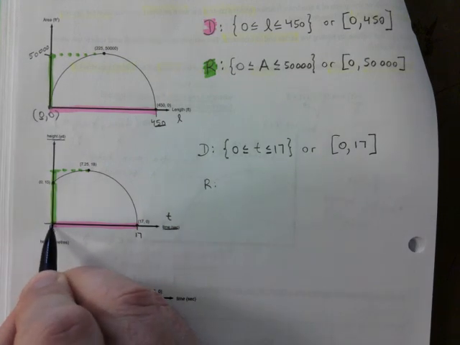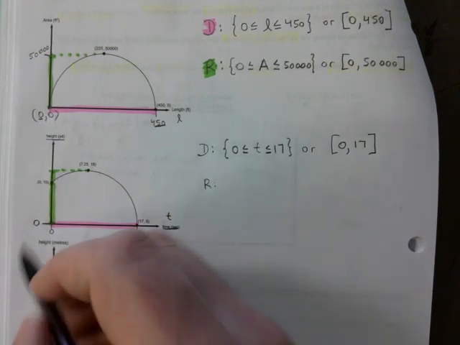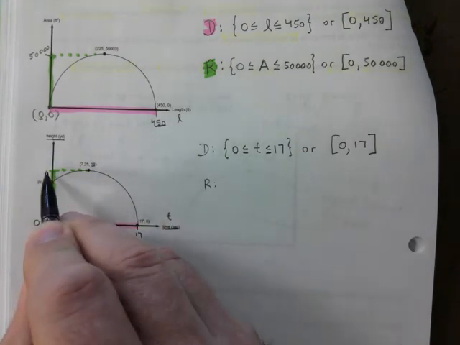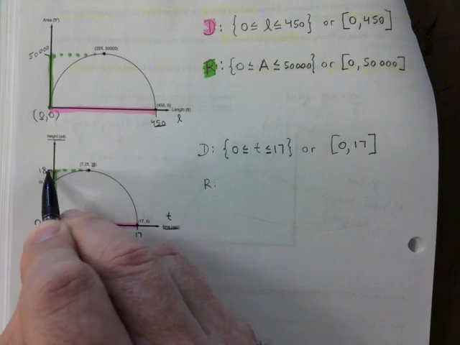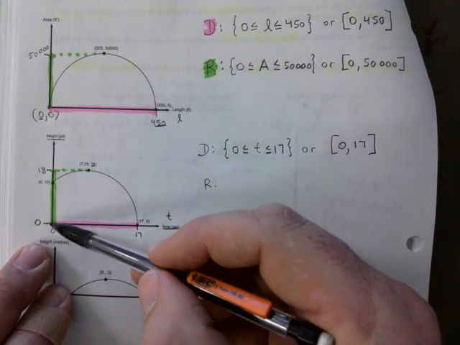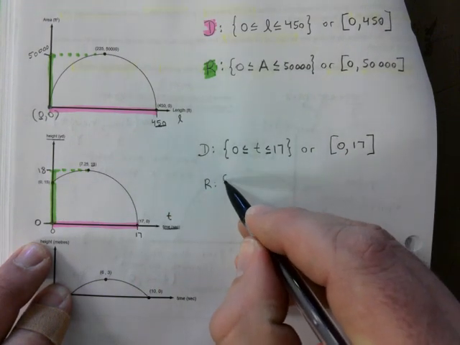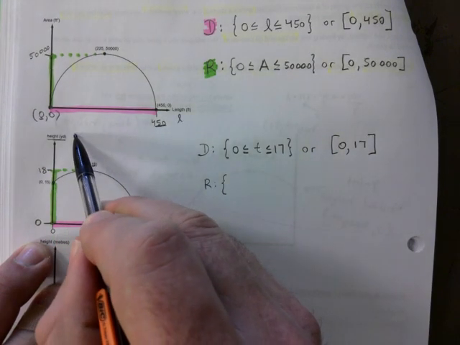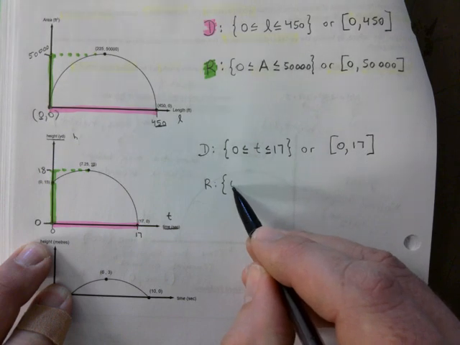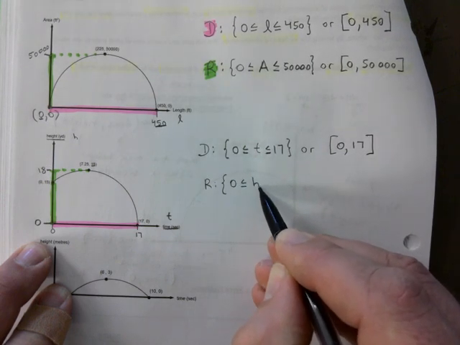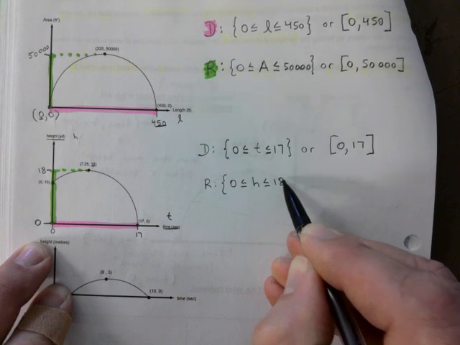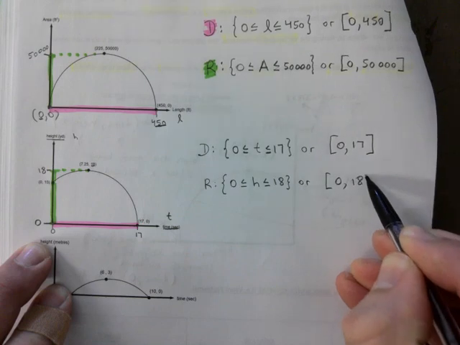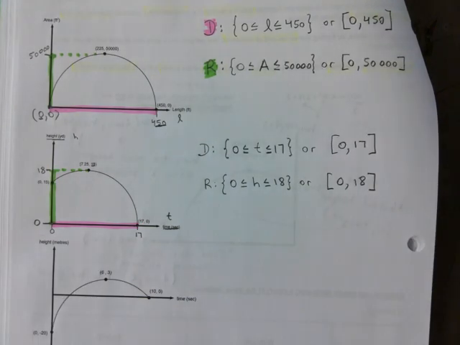So we're going along the y, from 0 all the way to, not 15, all the way to 18. This is the 18 mark right here. So you basically are saying the values that are allowed for my y variable, which in this case is height, so I'm going to call that h. So we're going from 0 all the way to 18, or 0 to 18. No variable required for interval notation.